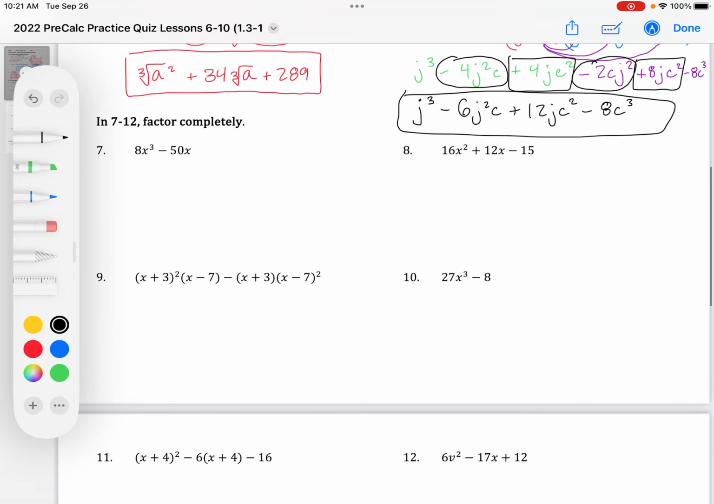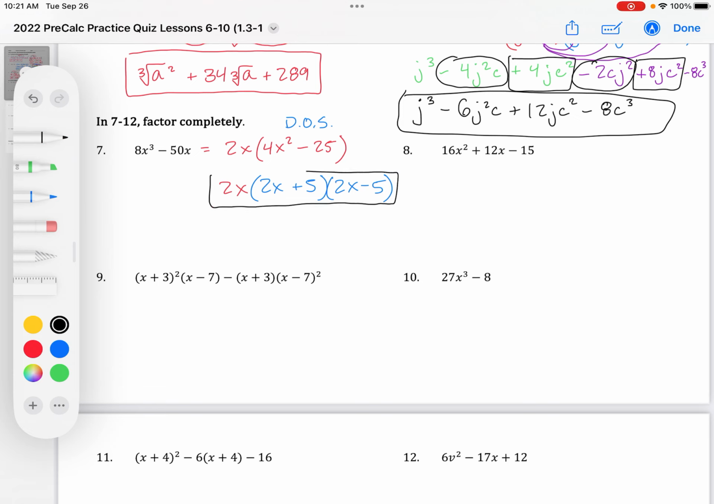All right, now we're going to go backwards and do some factoring. So we first always check for GCF, which in number 7, you can take out a 2x, leaving you with 4x squared minus 25. And then this is a difference of squares, so we can factor that as 2x plus 5 times 2x minus 5, and then you still have the 2x that you took out at the front. And this is your answer for number 7.